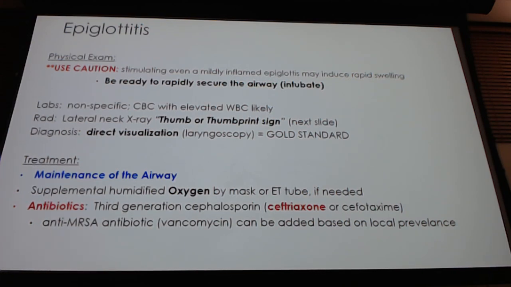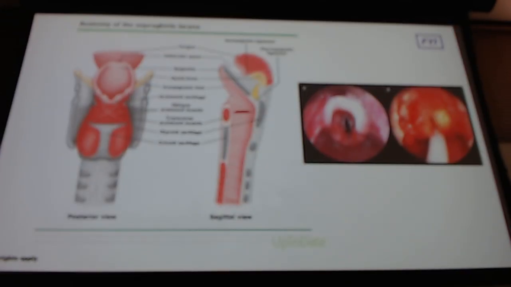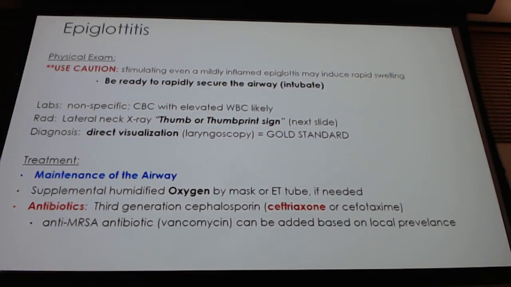So we'll talk about what's called the thumbprint sign. That's going to be a buzzword that goes with epiglottitis. I'll show you what that looks like. If you see the thumbprint sign, or if you see that image, that'll be a clue that we're talking about epiglottitis. Obviously, the gold standard is to look at it, visualize it. Important: maintain the airway with O2.